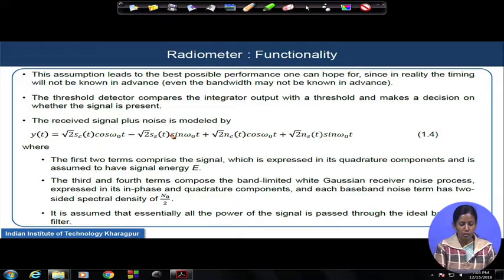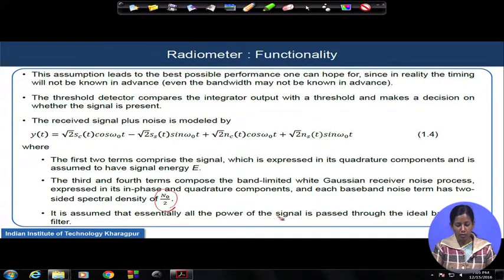If I see the first two components of the right hand side of equation 1.4, they talk about your signal, and remember that we consider them as the in phase as well as the quadrature phase components of the signal, having equal signal energy E. The third and fourth terms are the band limited white Gaussian receiver noise process, the in phase as well as the quadrature phase components, and they have a one sided power spectral density given by eta 0 by 2. We also assume that all the power of these signals is passed by this ideal band pass filter.